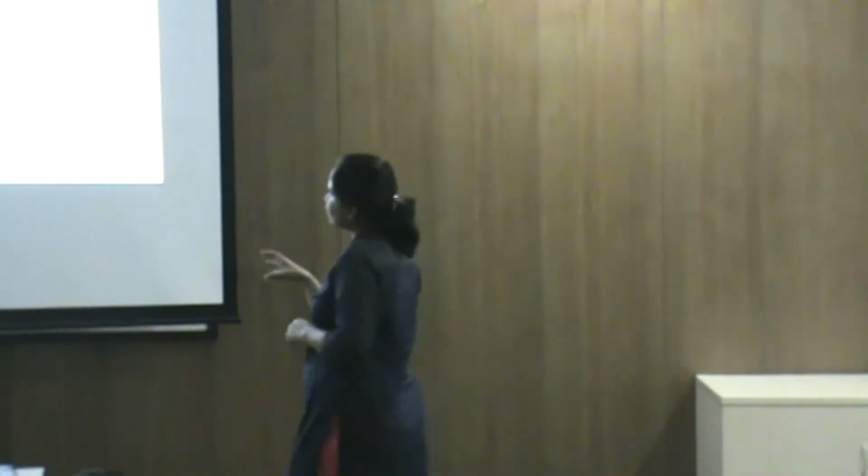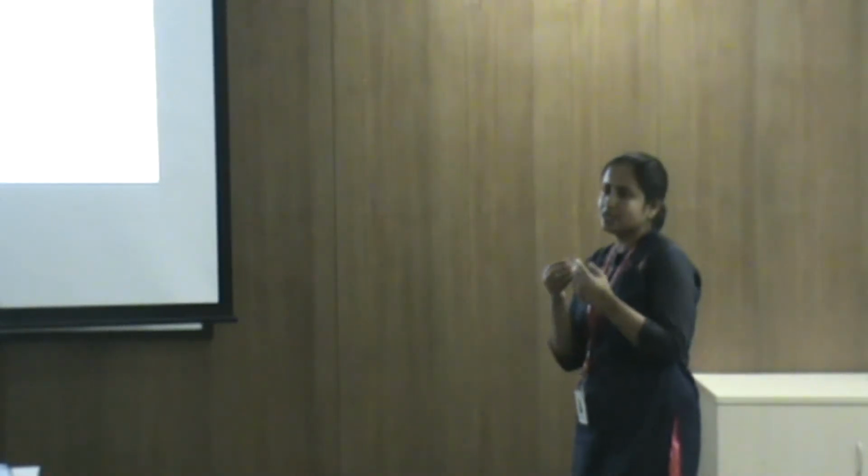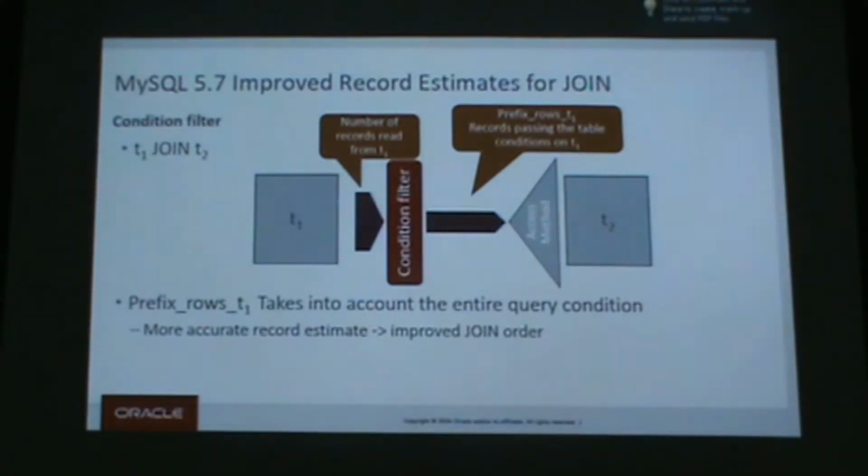Now what we have introduced in 5.7 is something called condition filter. So what is this condition filter? Condition filter is going to give the idea to the optimizer about the percentage of the tuples that are probably going to be finally given as input to T2 when joining with it. So you come up with a condition filter value, and you are going to multiply with the number of records that are present in T1, and that will be your prefix for joining with T2. So this way we are actually getting to more accurate join orders.